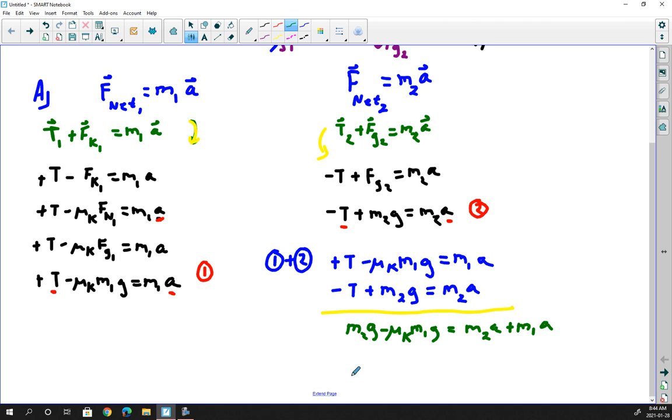So let's continue. Let's do some factoring here. g factors out of each one. So we have m2 minus mu k m1 is equal to, let's factor out an a here, m2 plus m1. There you have it. Well, that's a horrible M. Isn't that a horrible M? Let's fix that.